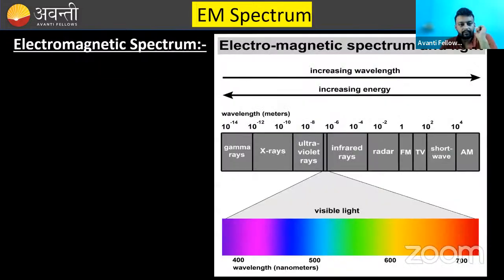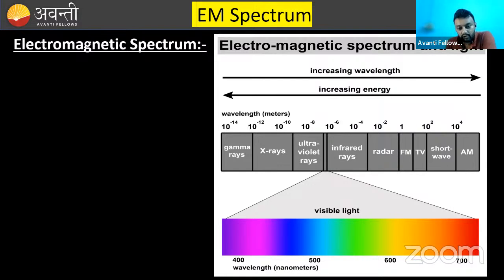Moving further. Now there comes the last topic of this class. After that, we will go with questions. Electromagnetic spectrum. Now this is mentioned, but you need to remember this. You need to read this out from your notebook, from the NCERT book as well, because the uses of these spectrum are very important. What are the uses of X-rays? What are the uses of ultraviolet rays? What are infrared rays? What are their uses?